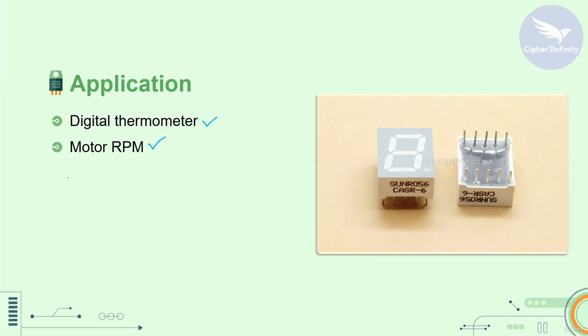And then the next application is humidity. For example, let's say that you are creating a project where you are measuring the humidity of the room, and you want to display the humidity of that particular room on the display. In that case, again, you can use this 7-segment display. I hope that the applications that we discussed are now clear to you.